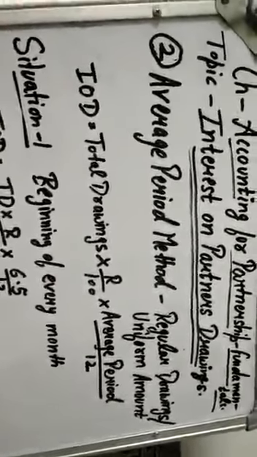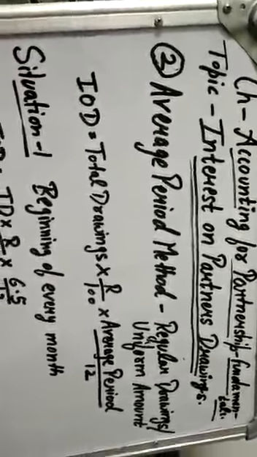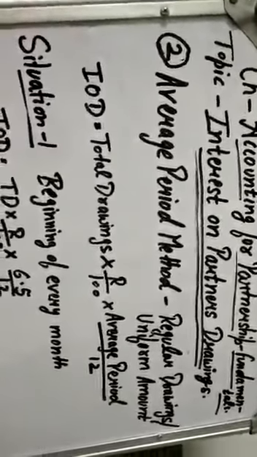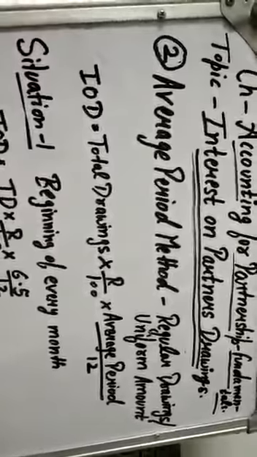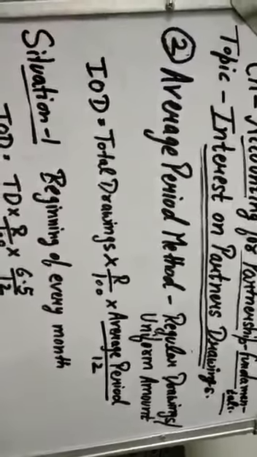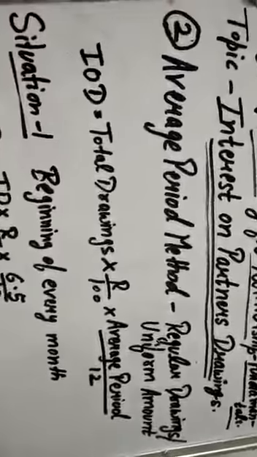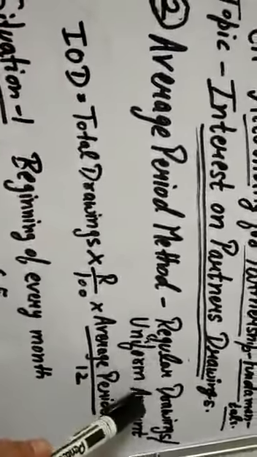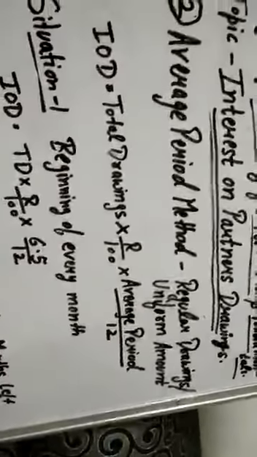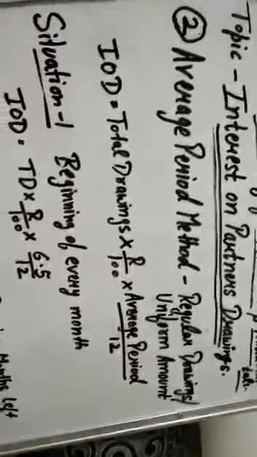For example, if he is withdrawing on the first date of the month, he is withdrawing the same amount on the first date of every month. If he is withdrawing on the last date of every month, he is withdrawing the same amount on the last date of every month. So this is the condition for putting this formula: there should be regular drawings every month and a uniform amount. If he is withdrawing 2,000 every month, he has to withdraw 2,000 each and every month during the year.